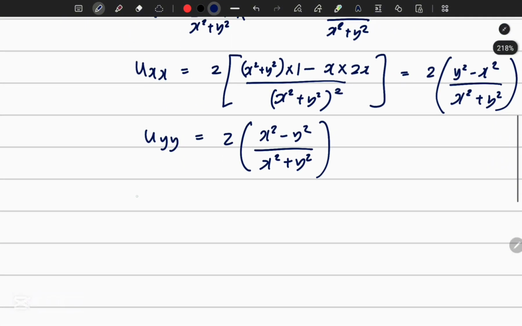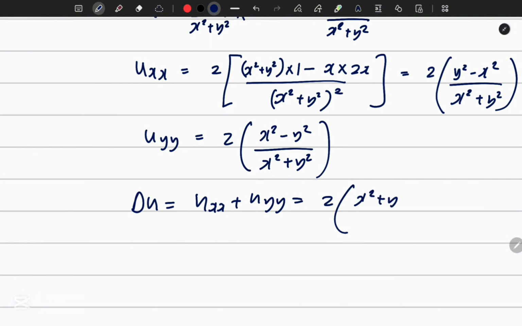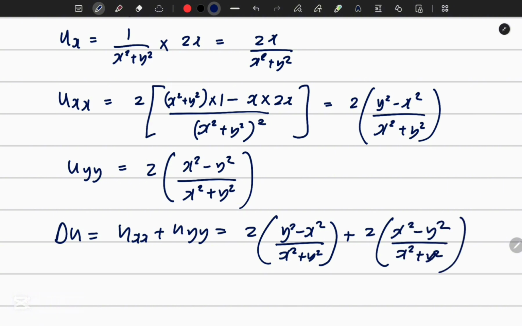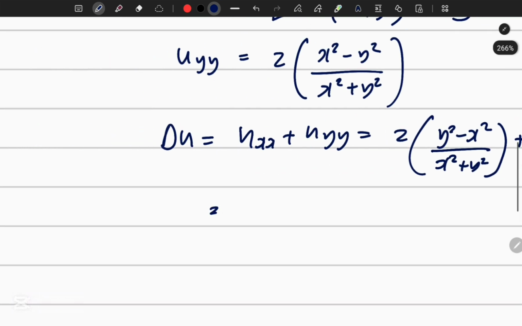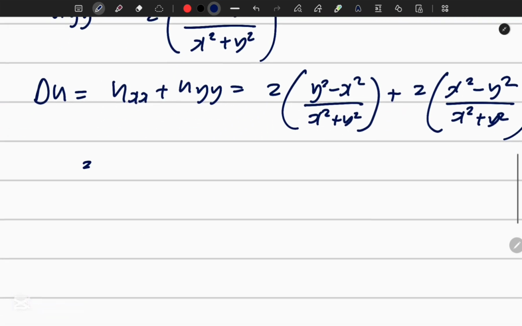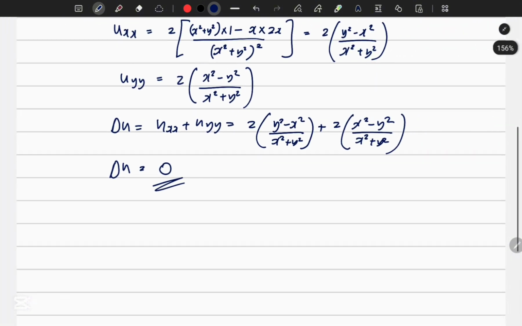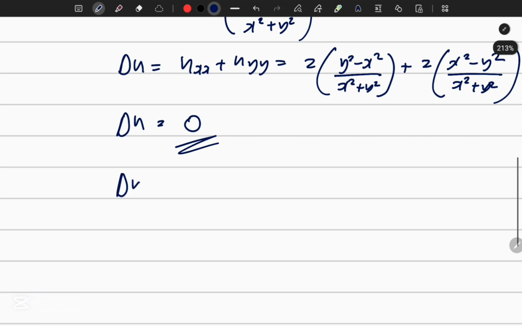So the Laplacian is u_xx plus u_yy, which equals 2 times (y² − x²) over (x² + y²)² plus 2 times (x² − y²) over (x² + y²)². By solving this, it equals 0. So the Laplacian of u is equal to 0. If the Laplacian is equal to 0, this implies u is harmonic.